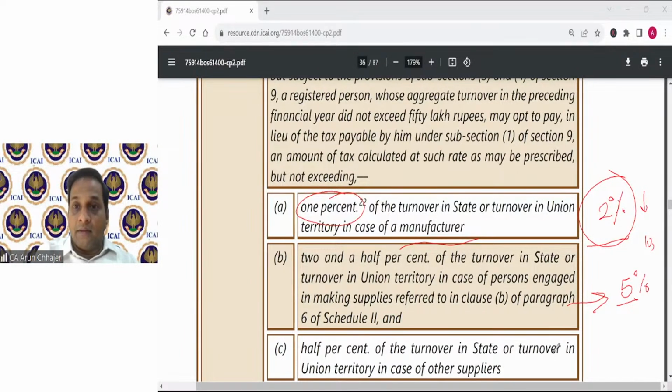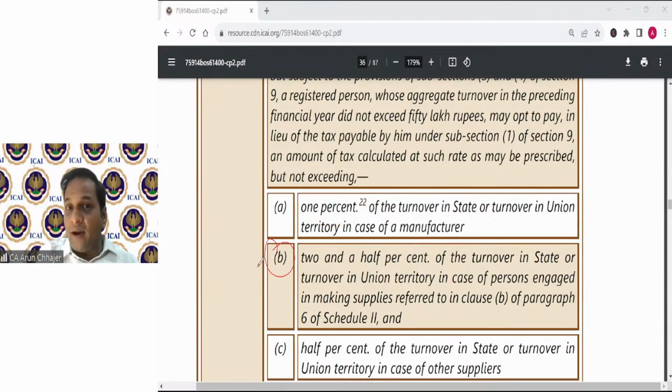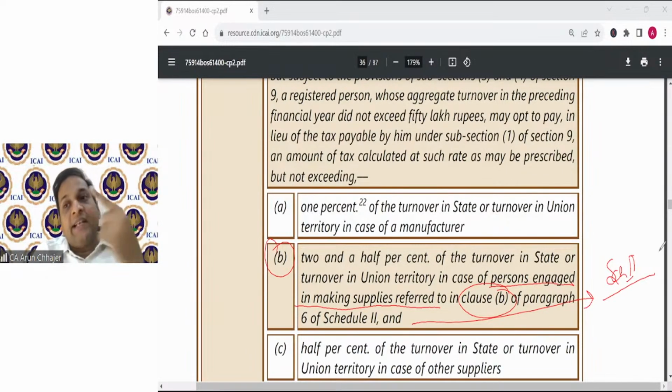And why am I saying it is a restaurant? How could I understand that it is a restaurant? A person engaged in making the supply referred to in clause B of para 6 of Schedule 2, food and beverages other than alcoholic liquor for human consumption. In Schedule 2, we have discussed para 6, clause B. What about clause A? It is talking about works contract, and clause B is talking about food and beverages. Para 6 is for both supplies of service. So there are two transactions, both are supply of service.